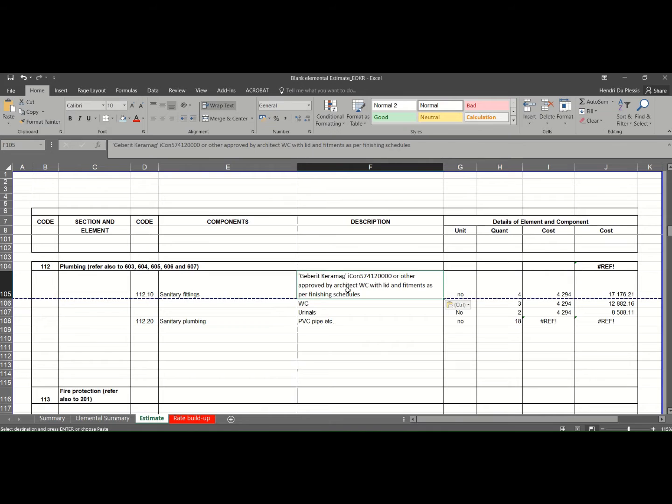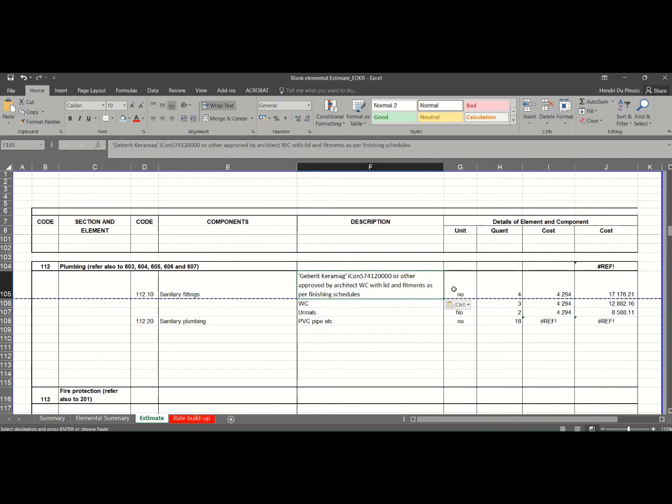Usually at the elemental stage we don't have a lot of information yet, so it might be something in the range of a Geberit pan that's going to be used, or a standard fitting, but it doesn't necessarily give you an entire spec. So you can basically write in here standard porcelain VC or whatever is needed.